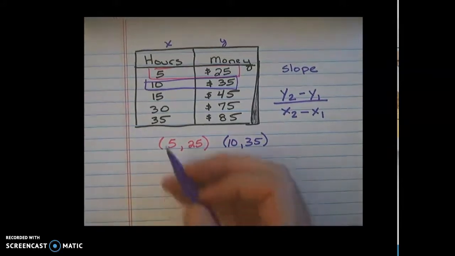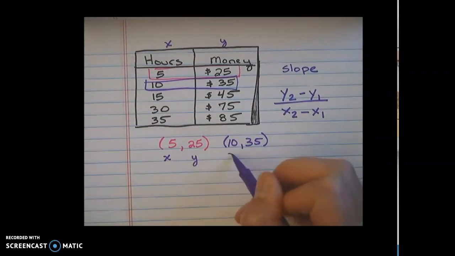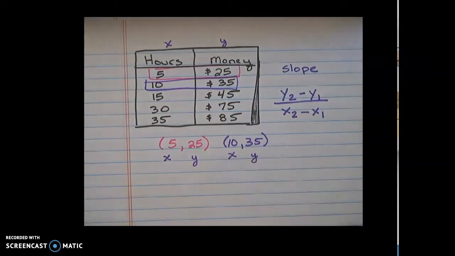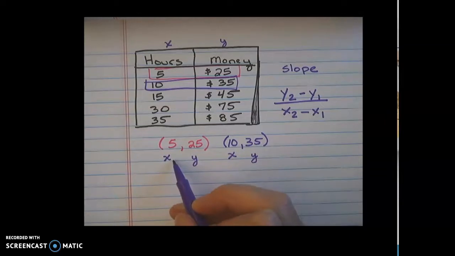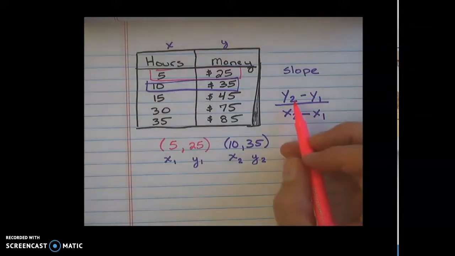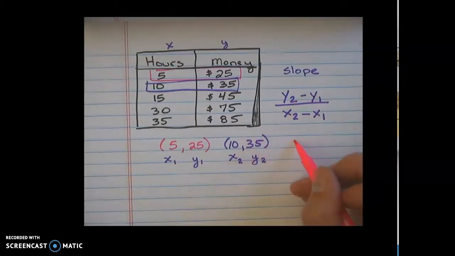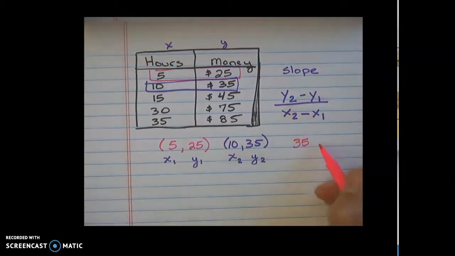Now, if you remember, we could talk about these as points with x and y coordinates in algebra. And because this is the first point I'm talking about, we call it x1 and y1. Because this is the second point, we call it x2 and y2. And so now we can just take those numbers and plug them into our slope formula. So here our slope formula says take your second y value and minus your first. So my second y value is 35. And I'm going to subtract from it my first y value, which is 25.